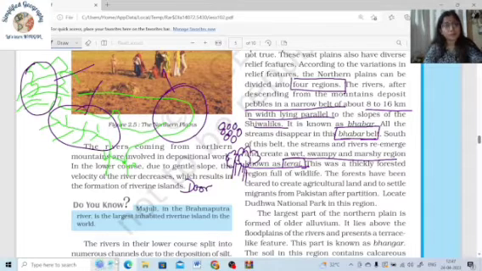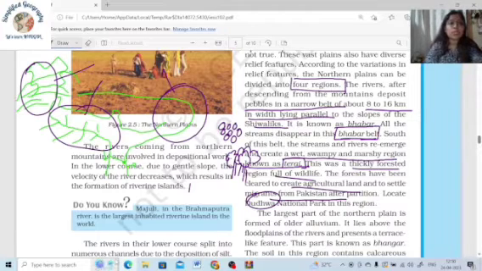These Duars are a part of the Terai region. It is a thickly forested region full of wildlife. The forests have been cleared to create agricultural land, to settle migrants from Pakistan after partition, and to locate Dudhwa National Park in this region. We will do all the map pointings later on, but till then let us cover the northern plains first.